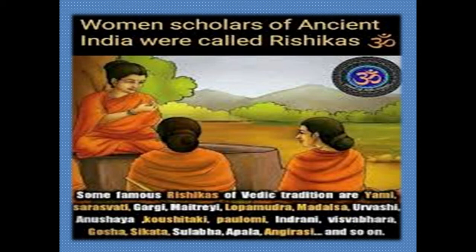But my suggestion for you is, if you can remember at least 4 to 5 names. I'll repeat that. Number 1, Gargi, Maitreyi, Lopamudra, Vishwavara, Ghosha, and Apala. These names are sufficient from your exam point of view.